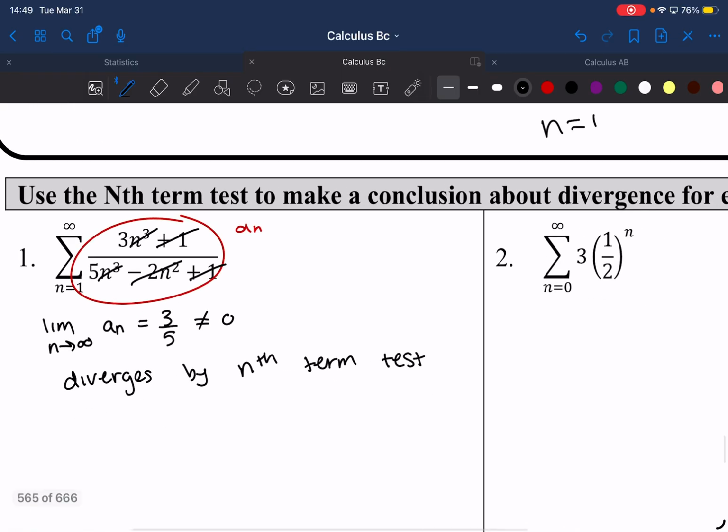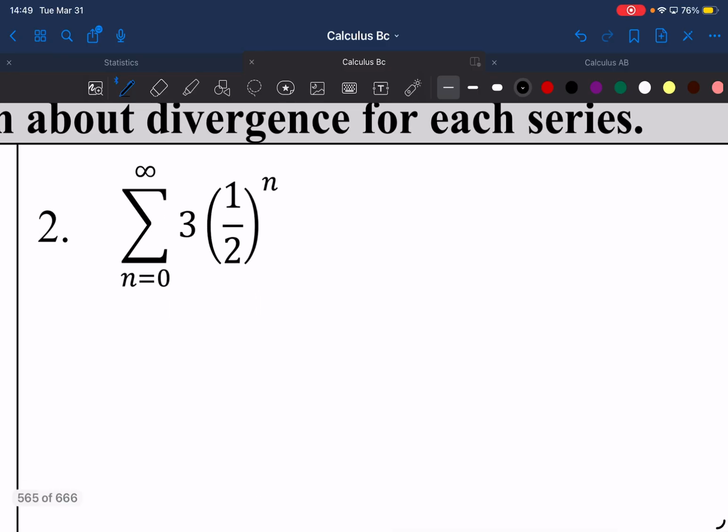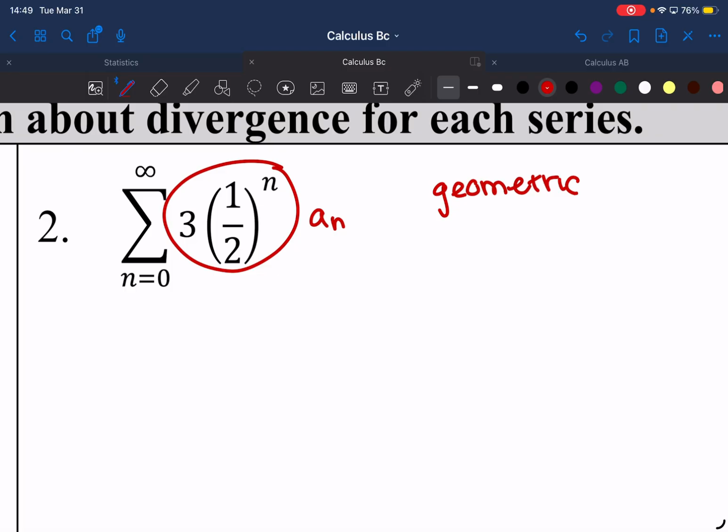Okay, number 2. Looking at number 2, we have the summation of n equals 0 to infinity, and this is our A sub n this time. Looking at this summation, you should notice that it looks familiar. What type of sequence does this look like? Geometric. So you're going to acknowledge that this is a geometric sequence.